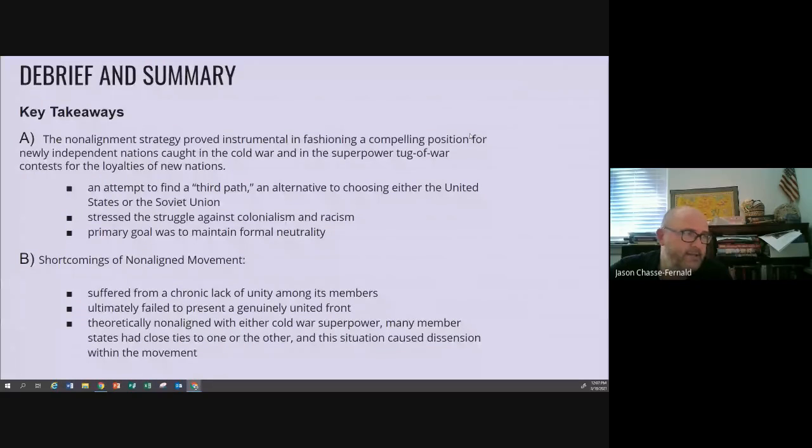So some key takeaways from today. The non-aligned strategy proved instrumental in fashioning a compelling position for newly independent nations caught in the Cold War and the superpower tug-of-war contest for the loyalties of new nations. So it was an attempt to find a third path, an alternative to choosing either the U.S. or the Soviet Union, and stressed the struggle against colonialism and racism. The primary goal is to maintain formal neutrality. Shortcomings: it suffers from a chronic lack of unity amongst its members, and ultimately failed to present a genuinely unified front.